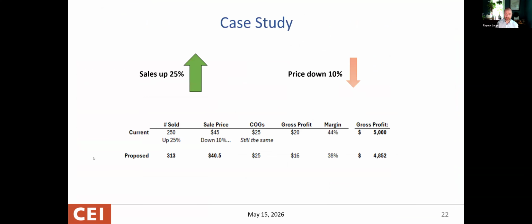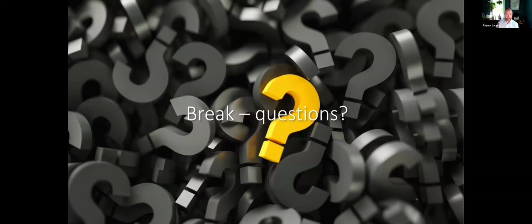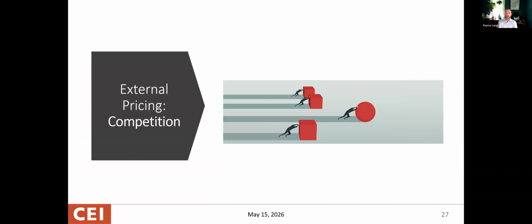Skip over the first part. We're going to dive right into the second. So external pricing starts with a competition review. So you look at your competitors and try to analyze what they offer and where there are gaps in the market and how you can position yourself.